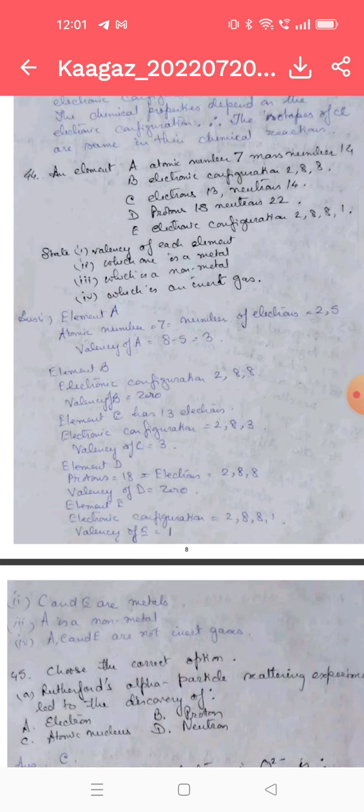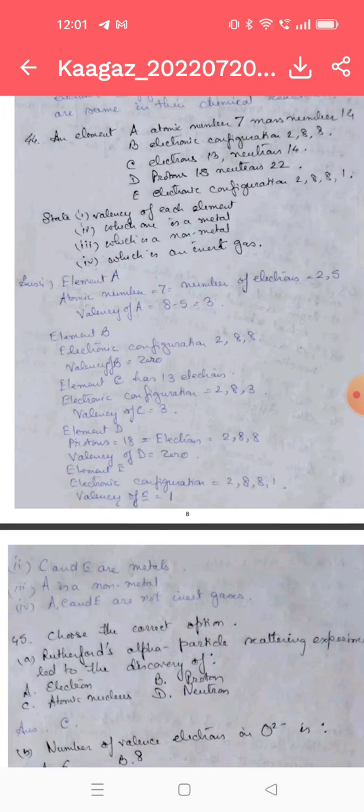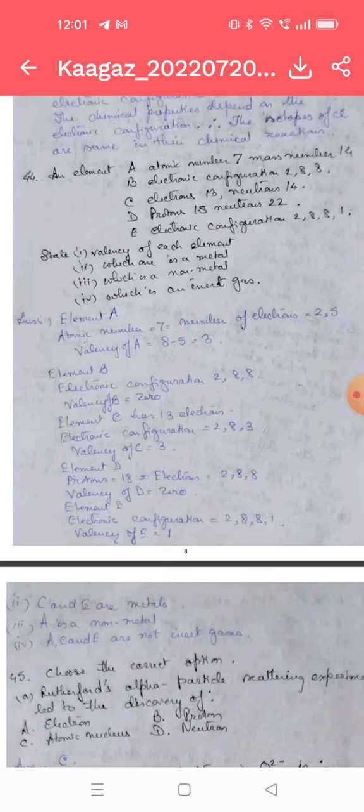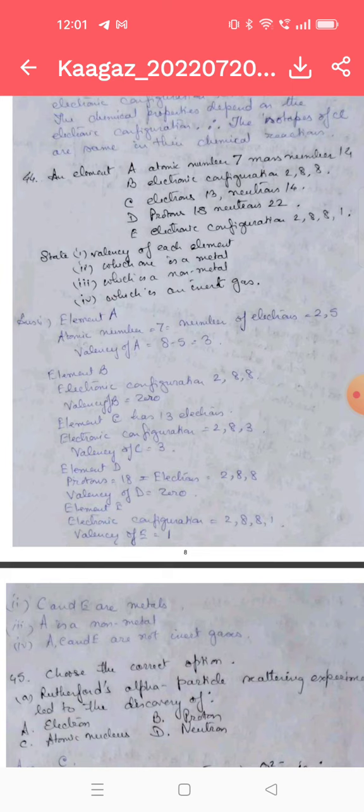Okay, it will gain 3 electrons to complete its octet, so therefore element A is a non-metal. Then the inert gases are B and D. A, C and E are not inert gases, but B and D are inert gases, because their octet is already complete. Now choose the correct option.